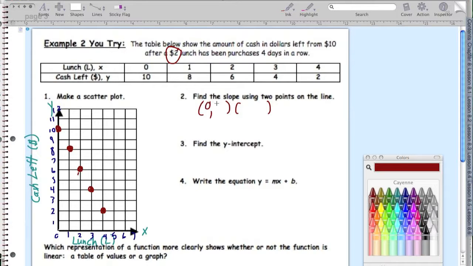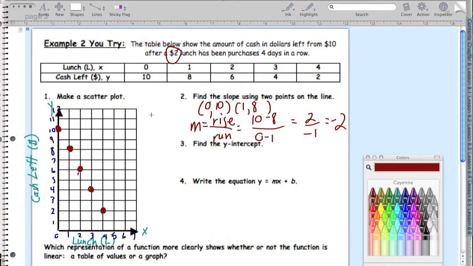So I'm just going to use the first two, 0, 10, and 1, 8. And I'm going to go ahead and find my slope, rise over run. So my rise has to do with the y values. I subtract 10 minus 8. My run has to do with the x values, 0 minus 1. I get positive 2, over 0 minus 1, which is negative 1, which is negative 2. So my slope is negative 2.